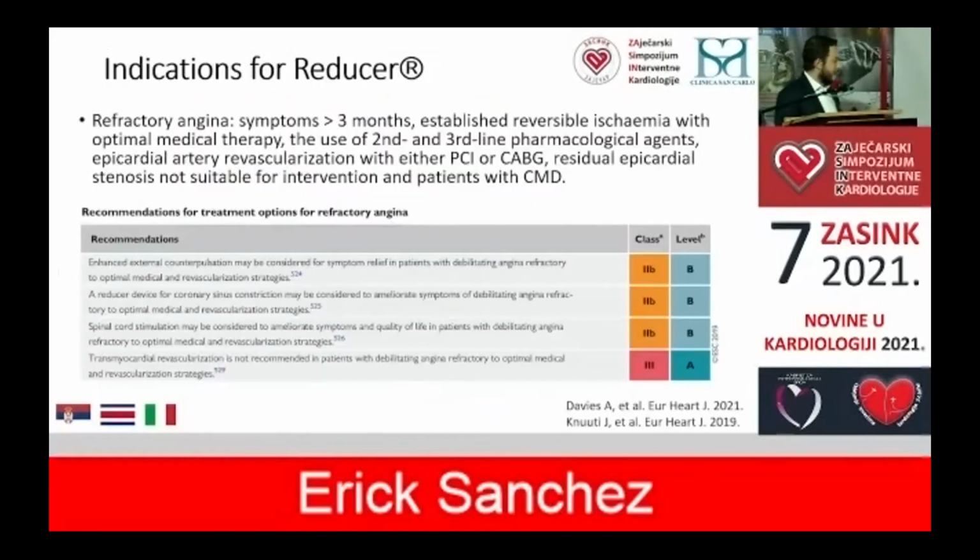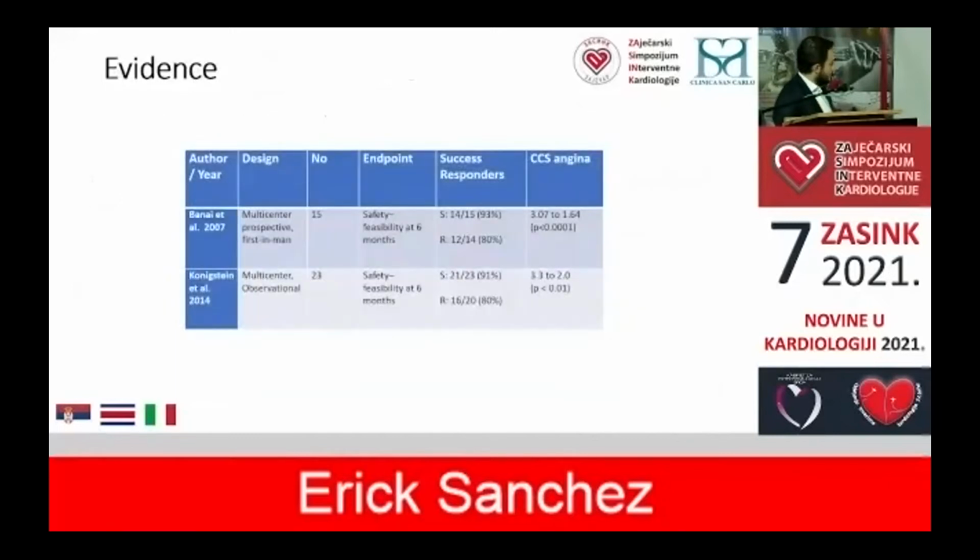So in the guidelines, there is a 2B indication for the reducer. It's indicated for refractory angina, for patients that you did all you could with PCI in the cath lab, or you did cardiac surgery and then PCI. You give all the medications, but the patient still has symptoms. The evidence is not big.